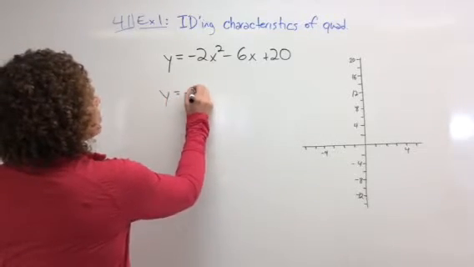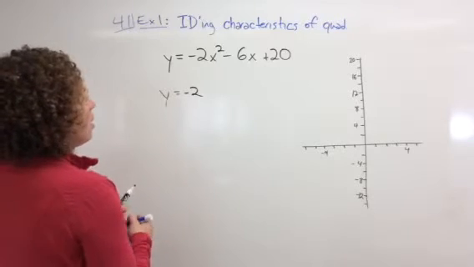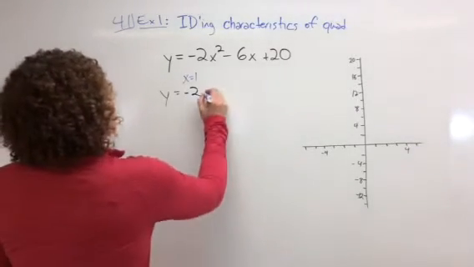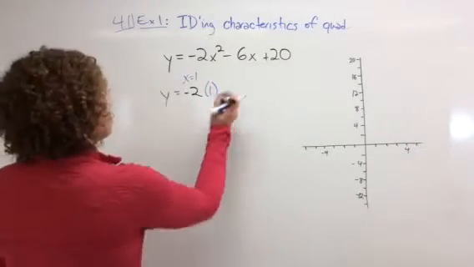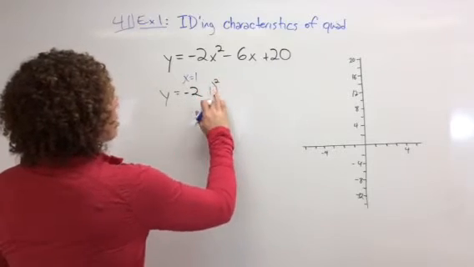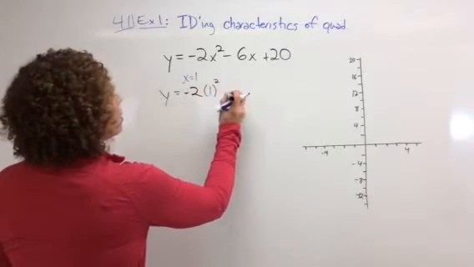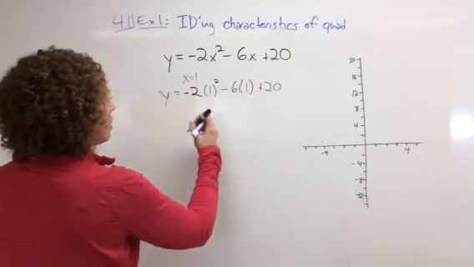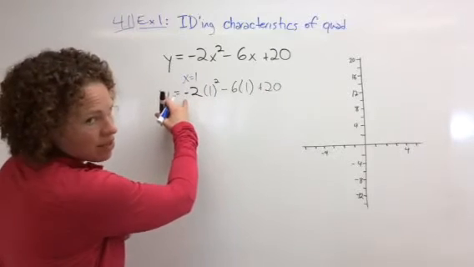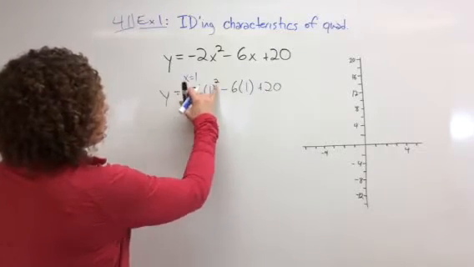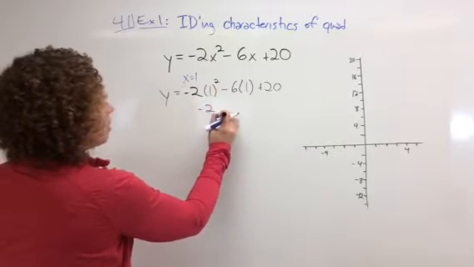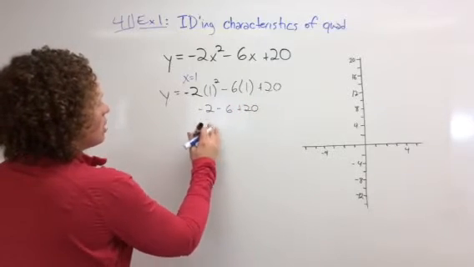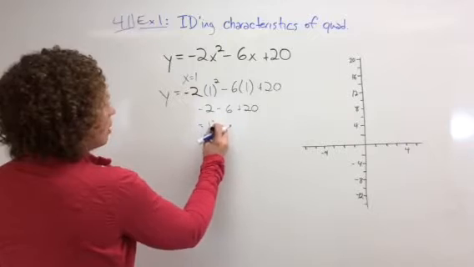I would go y equals -2 times, let's say that I want to use x equals 1, just because the math is easy and I'm lazy. So I've got 1 squared, minus 6 times 1 plus 20. So I go -2 times 1 squared. Well, 1 squared is just 1 times -2, that gets me -2. -6 times 1 is just -6, plus 20 would give me -8, positive 20, 12.